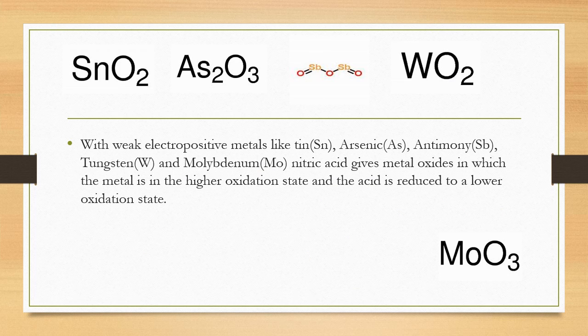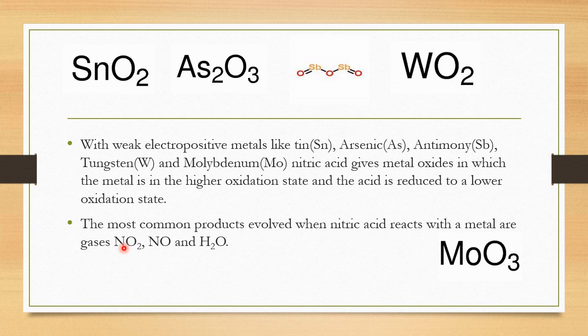With strong electropositive metals like tin, arsenic, antimony, tungsten and molybdenum, nitric acid gives the metal oxide. So tin oxide, arsenic oxide, antimony oxide, etc. When these metals are treated with nitric acid, they get converted into the respective metal oxide, in which the metal will be in the higher oxidation state and the acid is reduced to a lower oxidation state. So the nitric acid treated with these metals will be converted into a byproduct where the nitrogen has a lower oxidation number.